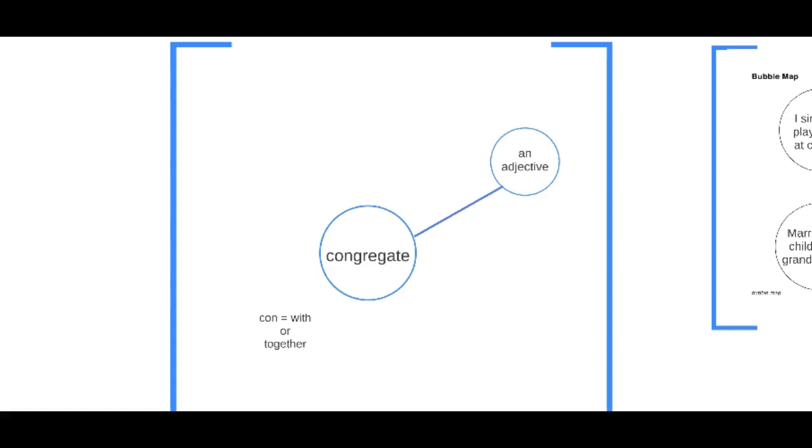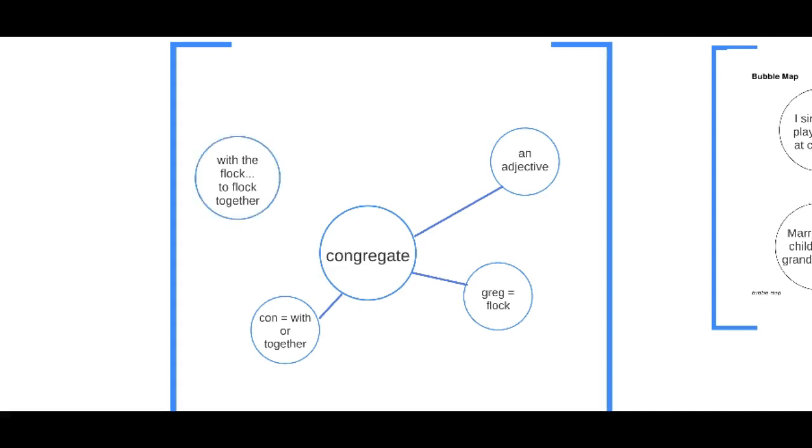What's another descriptor? Well, it comes from the word part con, which means with or together. My Spanish speakers know that. It also has the word part greg in it, and greg is a word part that means flock. So that's a descriptor. I write the word, I draw the circle, I connect it with a line. So all together with the flock, or to flock together.